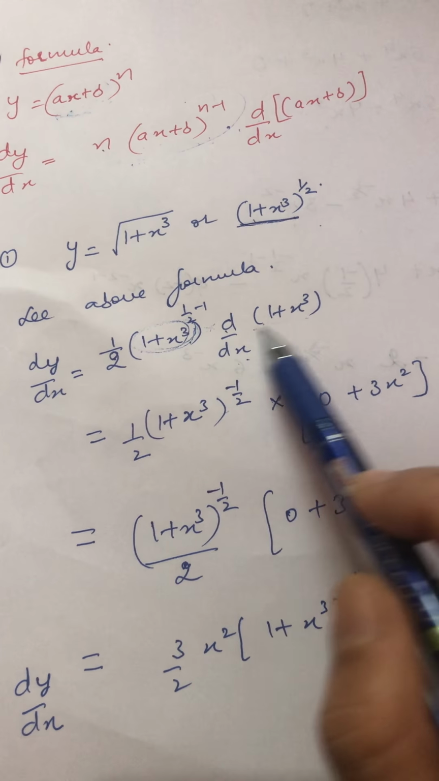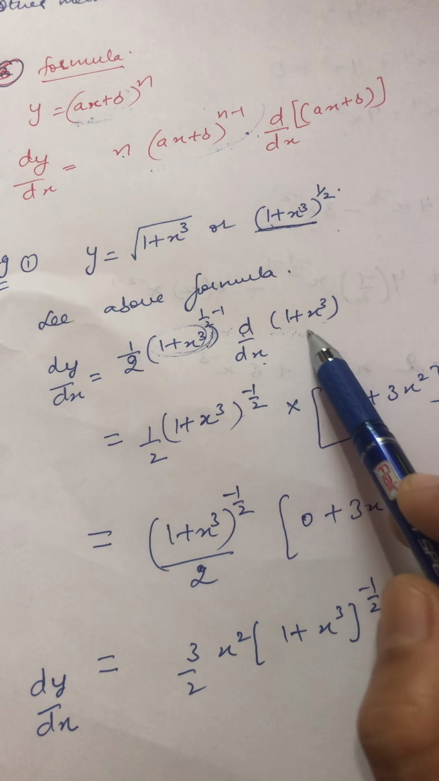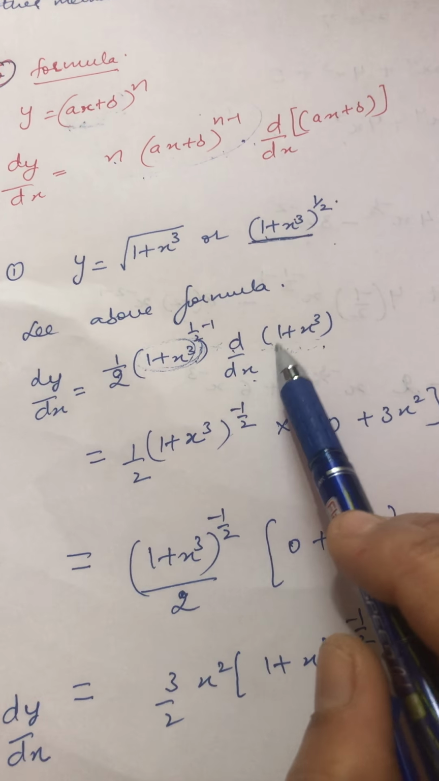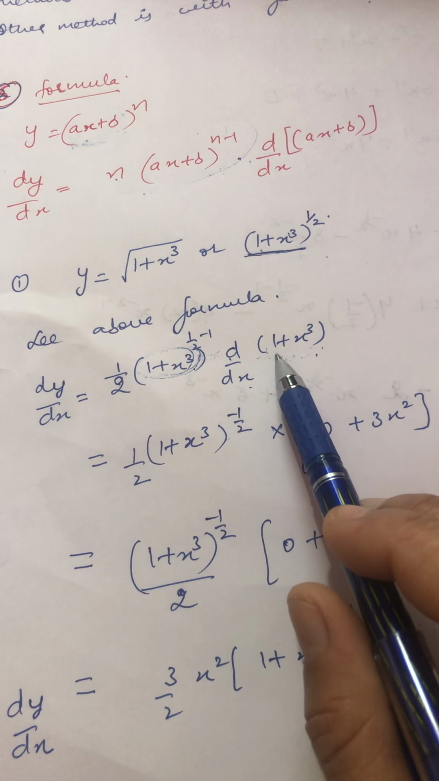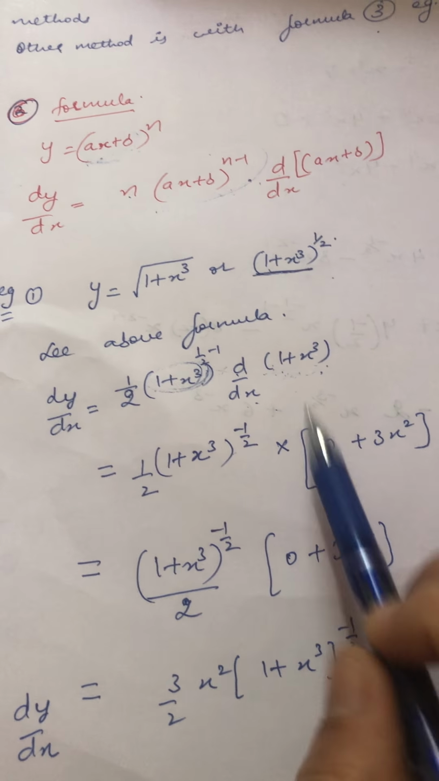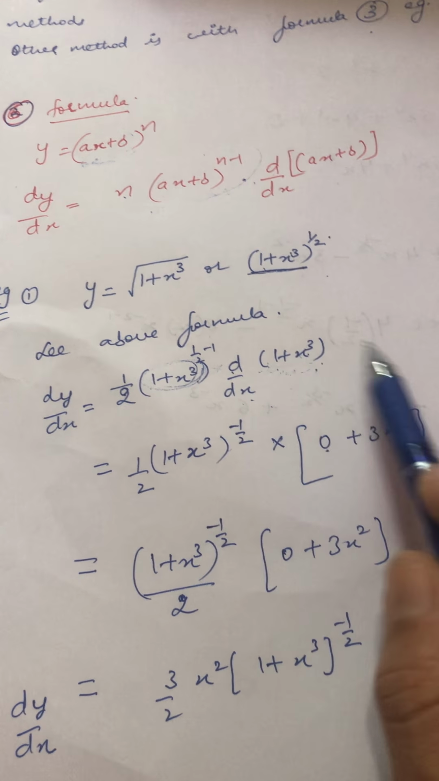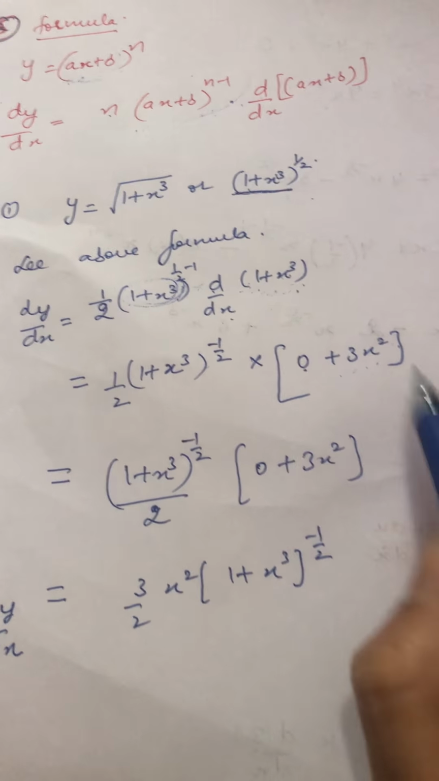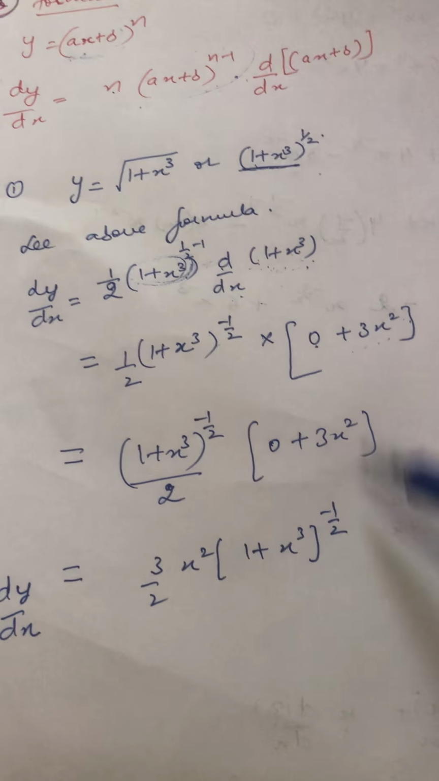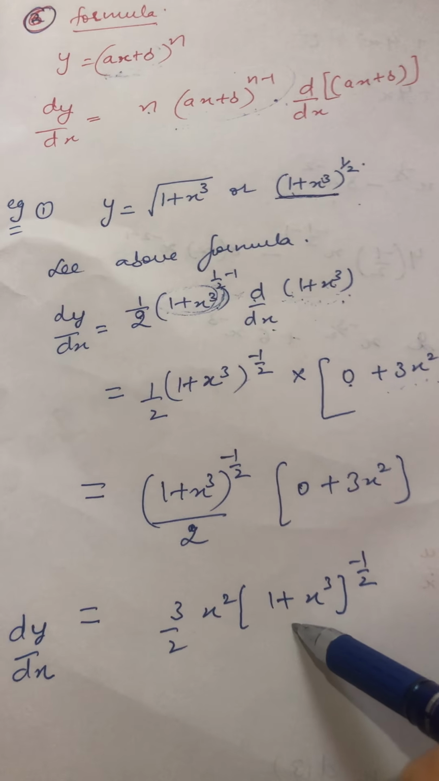For taking the derivative of this, I have to see which kind it is. It is u plus v. So what is the derivative of u plus v? Derivative of u plus derivative of v. Derivative of u, meaning derivative of 1, is 0. Derivative of v, which is x cube, is 3x square. When you solve this, you already did in 10th standard how to solve the brackets and all. So you will get this answer, right?